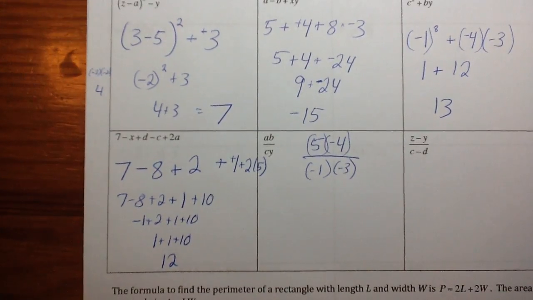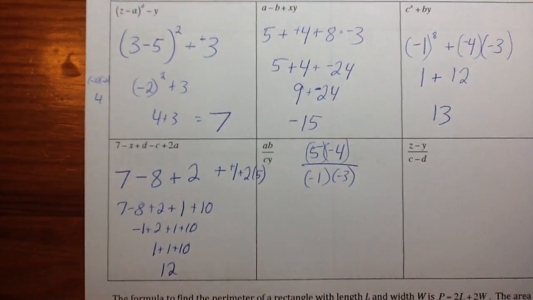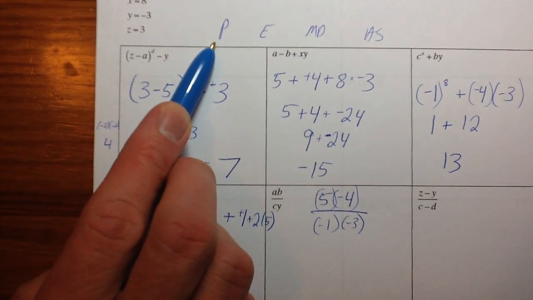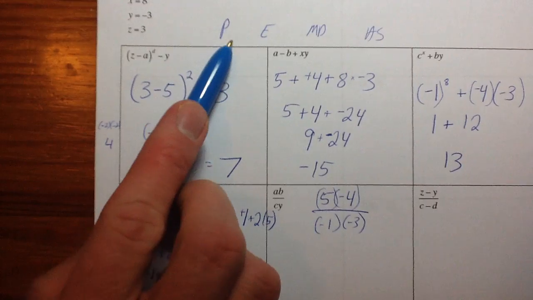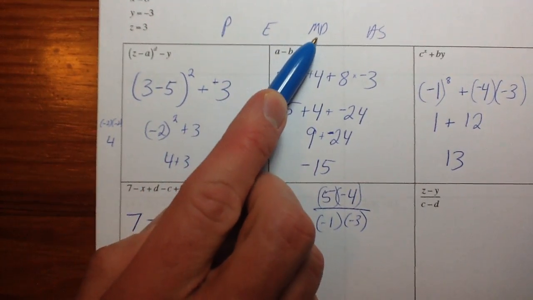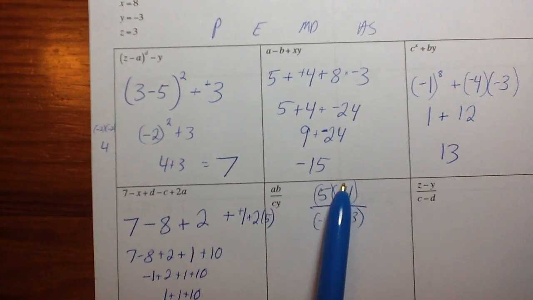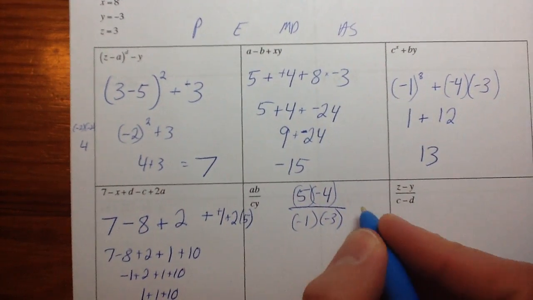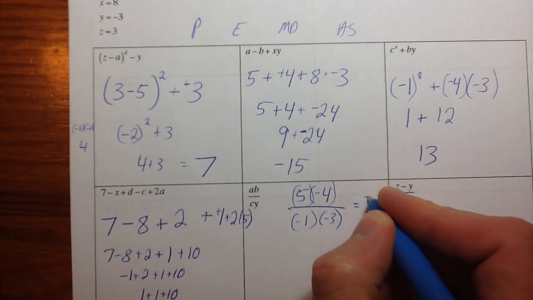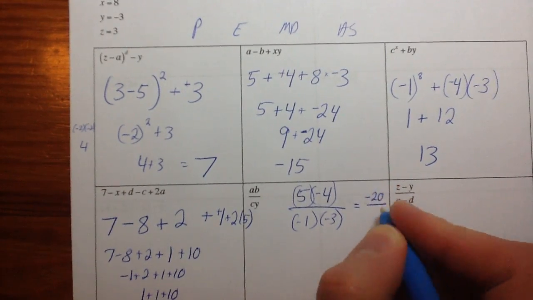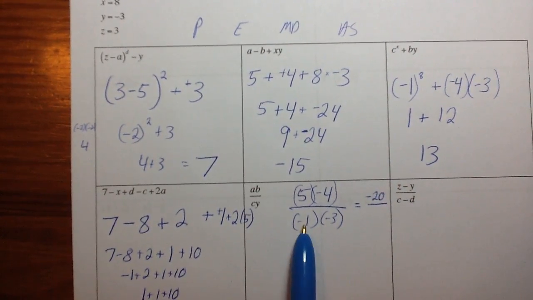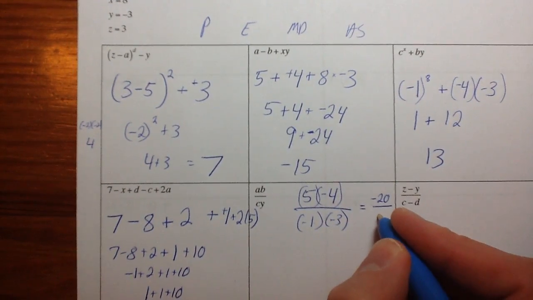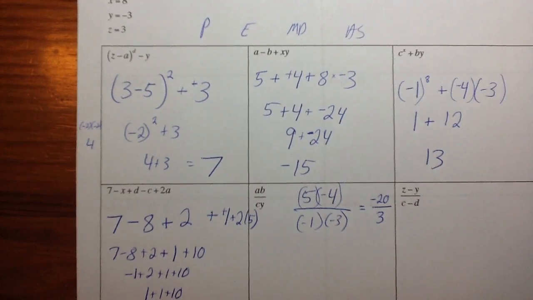Okay, we will simplify everything inside parentheses first, but there's nothing really to simplify. So I'm going to go to exponents. There's none of that. I'll do multiplication and division. So let's take care of the multiplication in the numerator first. So 5 times negative 4 is negative 20. And we'll also take care of the multiplication in the denominator. Negative 1 times negative 3 is positive 3.